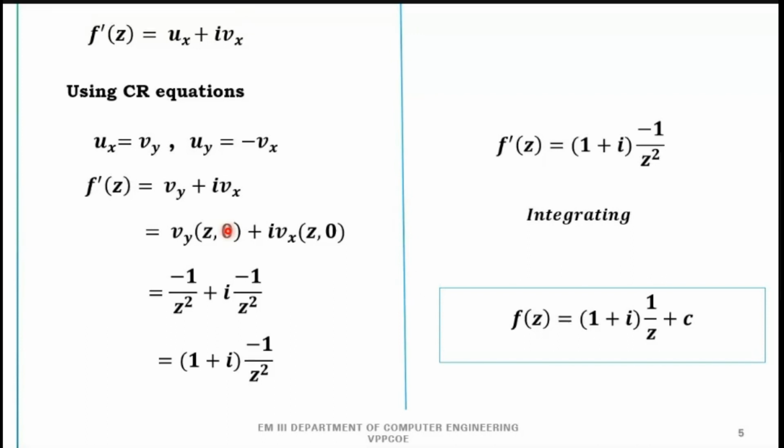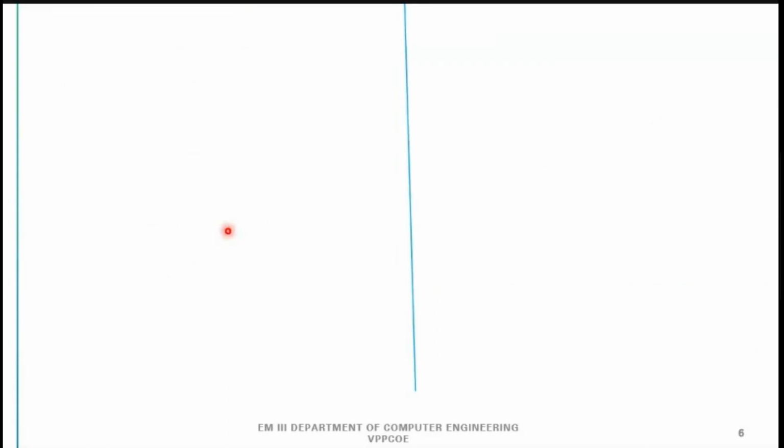Okay. The next problem. V is equal to tan inverse of y by x.